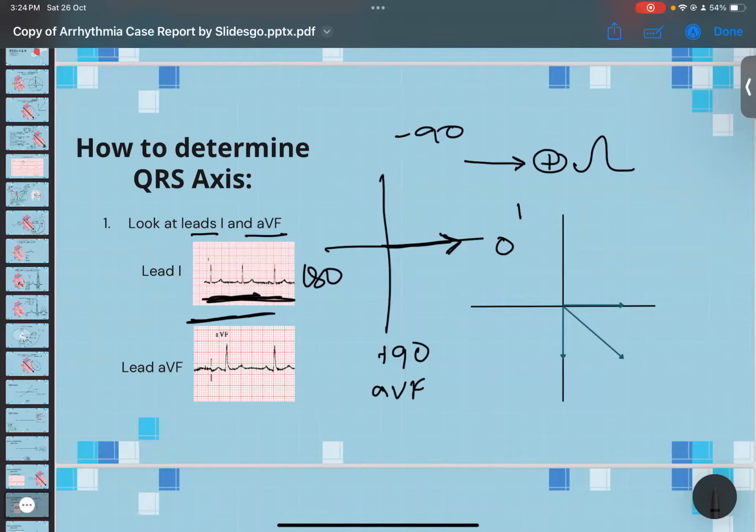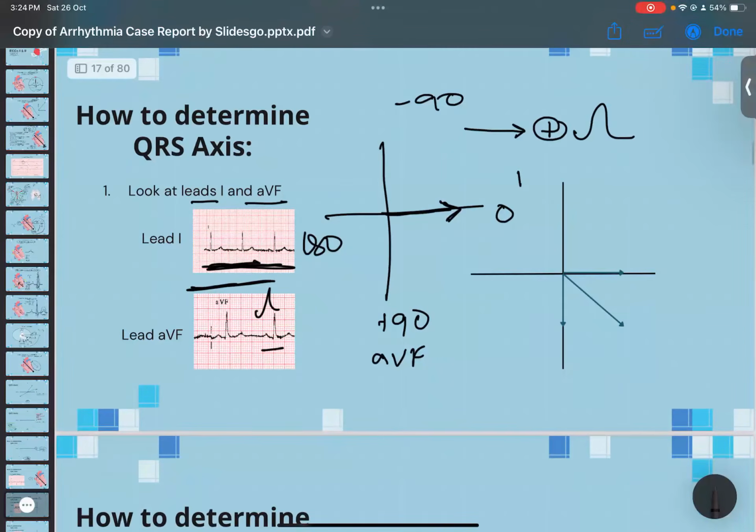Now, when we look at AVF, AVF is also pretty positive, right? It's going right up there. So again, we know that if there's a vector going towards a positive, then that's why there's a positive deflection or an upward deflection. And so we know for a fact that there's a vector going towards AVF. So now that we know, because lead 1 is positive, there's a vector going towards lead 1. Because AVF is positive, there's a vector going towards AVF. And when you sum up the two vectors, you're going to get your resultant vector. So this is your resultant vector, and this is your normal vector that should lie between -30 and 90, okay?